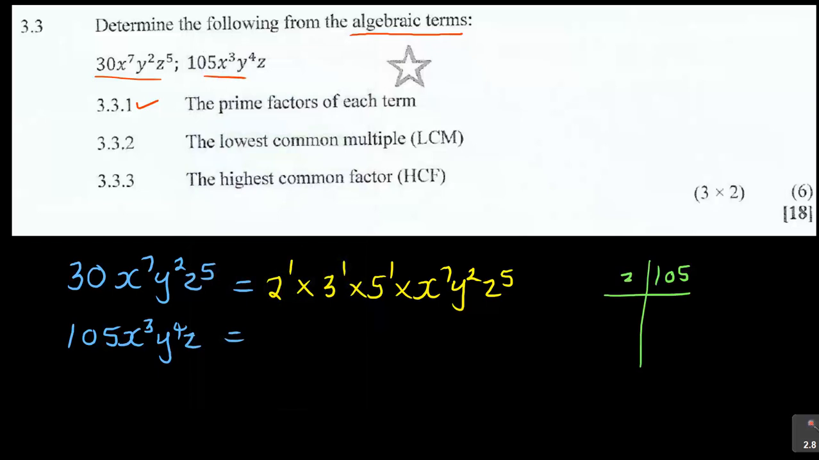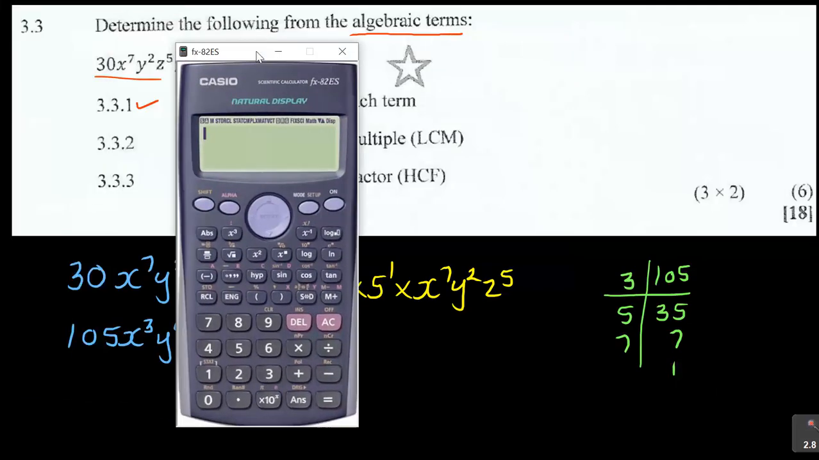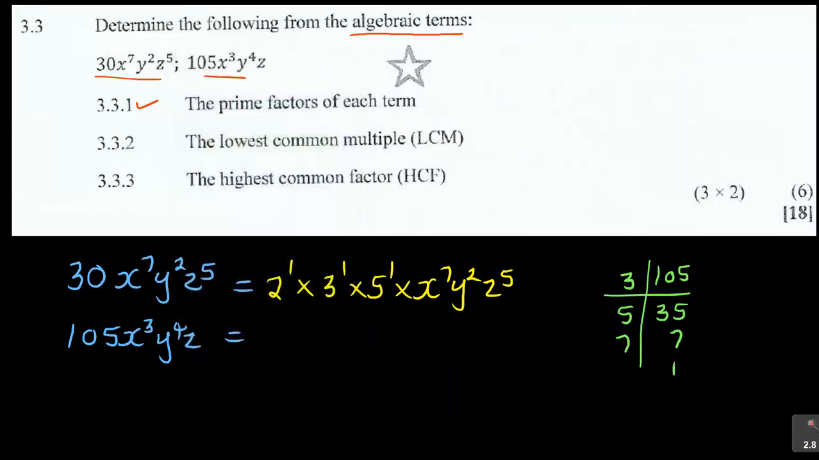So I divide by 3, I got 35. I divide by 5, I got 7. I divide by 7, I got 1. Let me just cross check that. If I say 3 times 5 times 7, it is 105. That's it. So this one will give me 3 to the power of 1 times 5 to the power of 1 times 7 to the power of 1 times x to the power of 3, y to the power of 4, and z. So that's the first part.